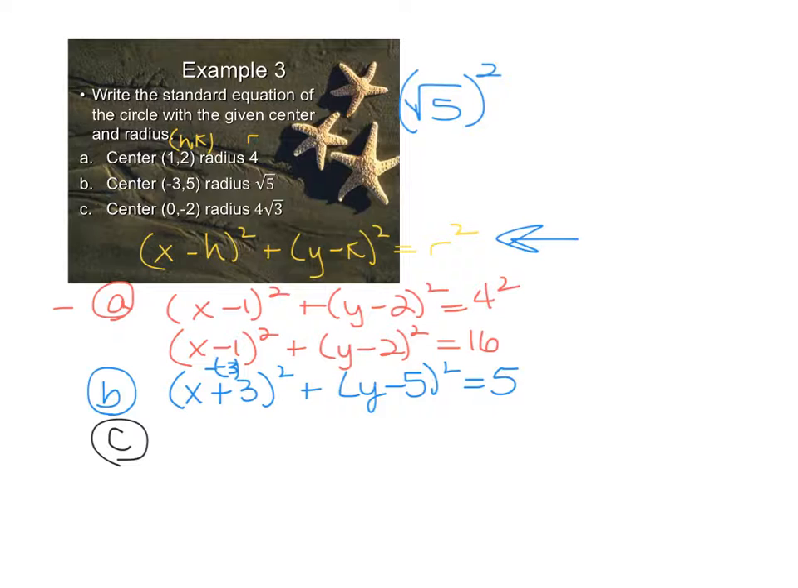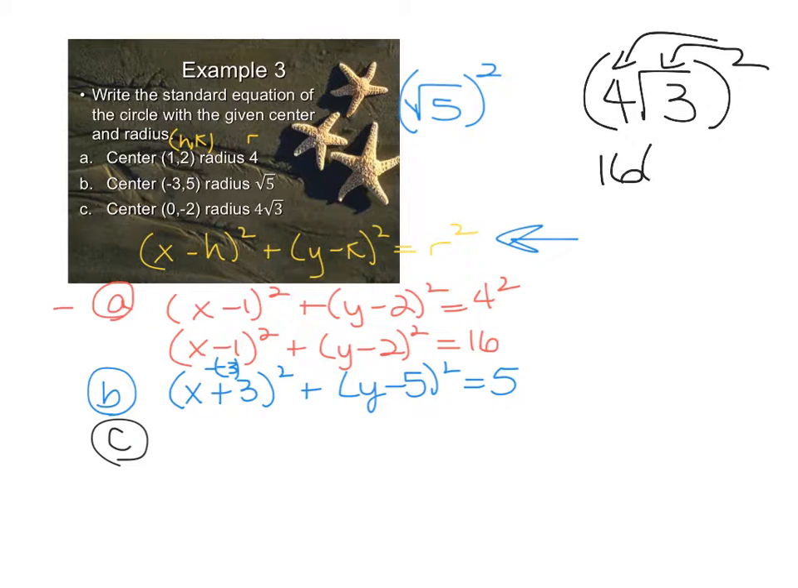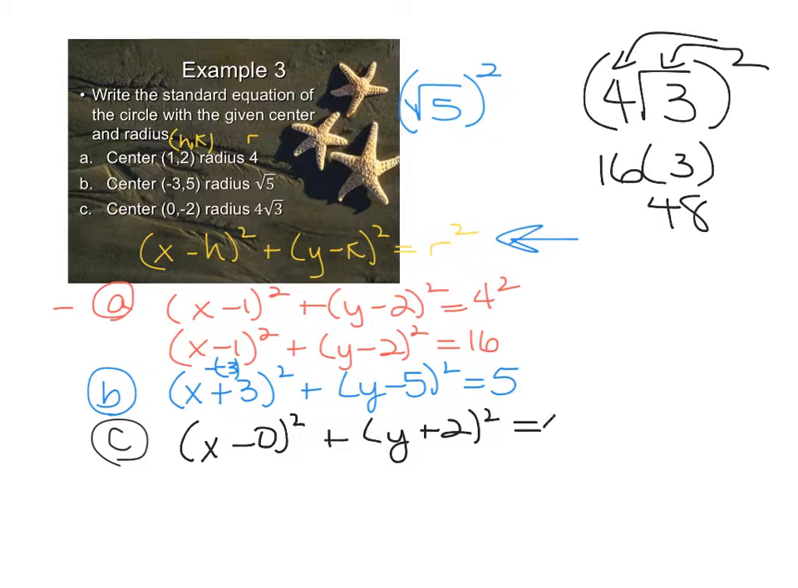Now remember in the previous problem, or the previous slide, when we squared this radius, the 4 radical 3, the exponent of 2 went to the 4 and to the radical 3. So this turned into 16 times 3. So for my formula, I'm using 48. So again, I'm going to use x minus 0 squared plus y negative, negative plus 2 squared equals 48.